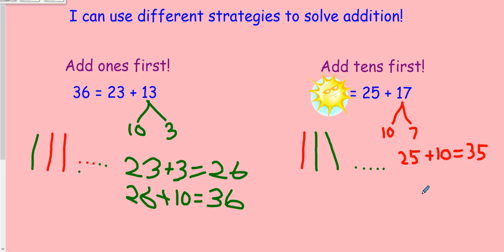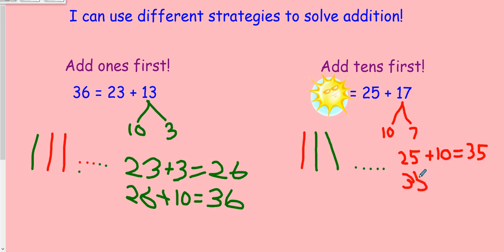Are we finished? Is 35 our total? No, we only added the tens from 17. We still need to add the ones from 17. 17 has 7 ones, so we need to add these 7 ones to our 35. Let's write the number sentence for that.